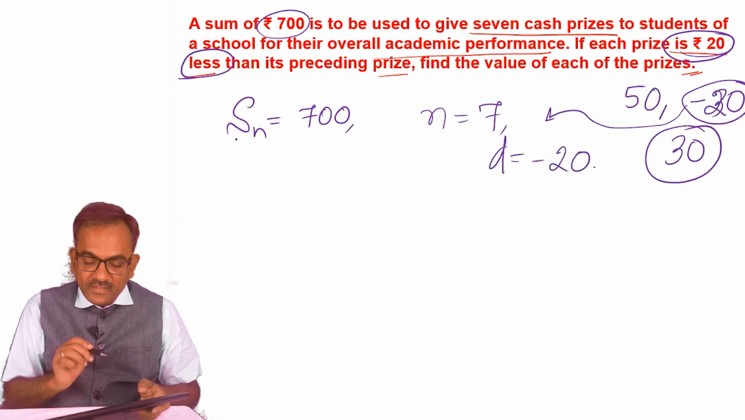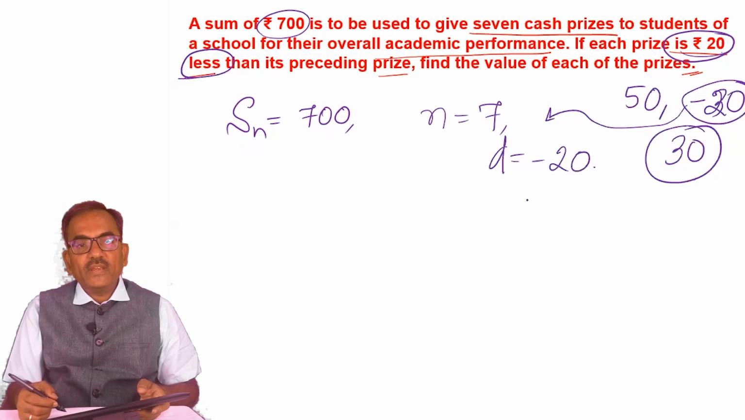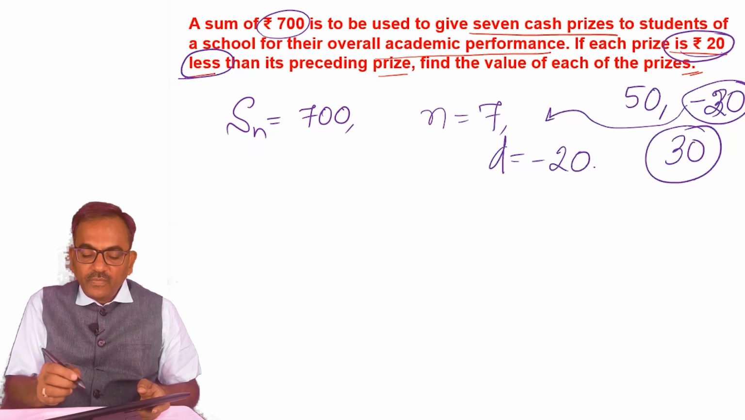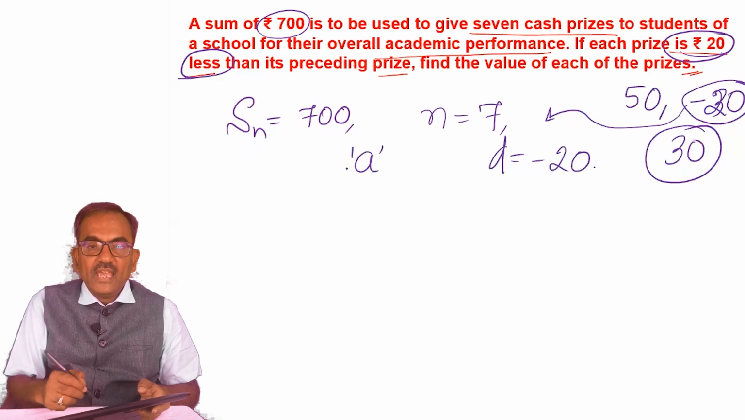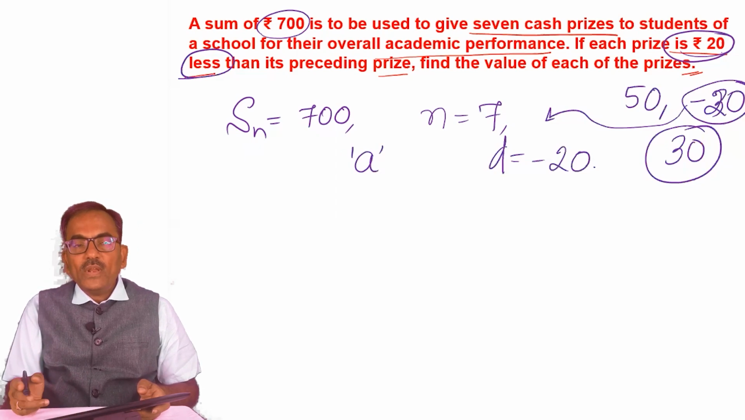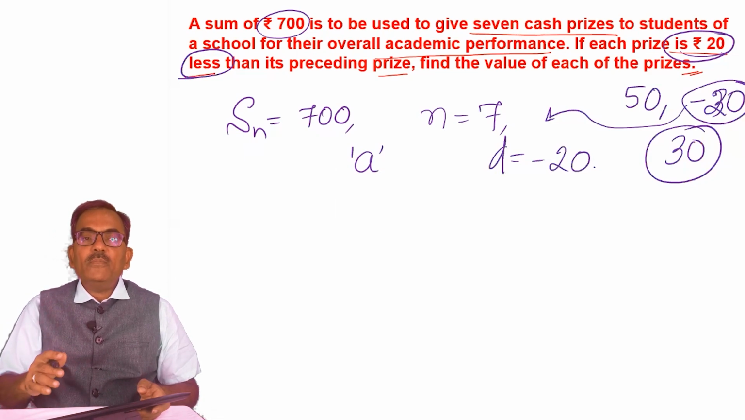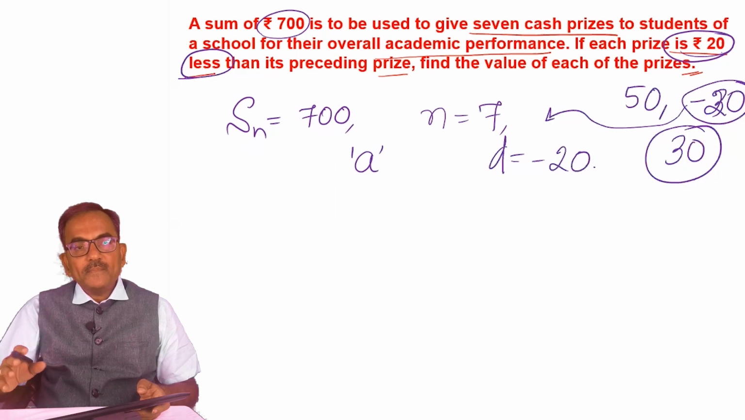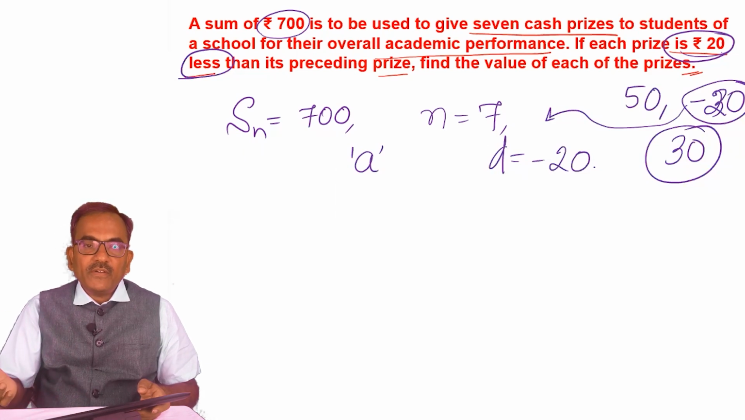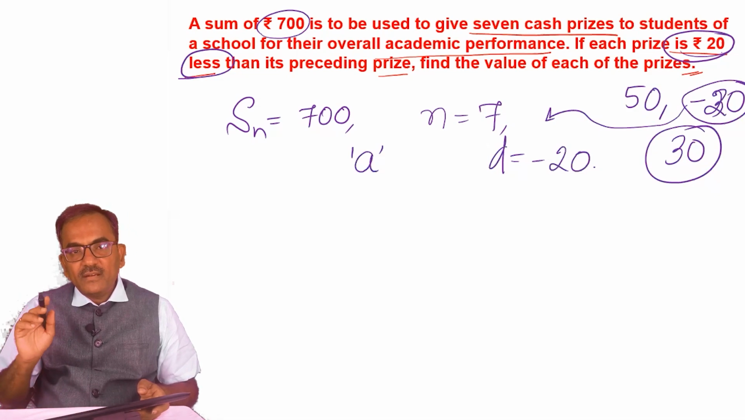So we have n is equal to 7, Sn is equal to 700 and d is equal to minus 20. What is it that we need to find? We need to find the first prize a, correct? Once we get a, then subtracting 20 from the first prize, we will get the second prize, and subsequently subtracting 20 from the second prize, we will get the third prize, and so on. Now let's put our efforts to find the value of a when Sn, n and d are given.